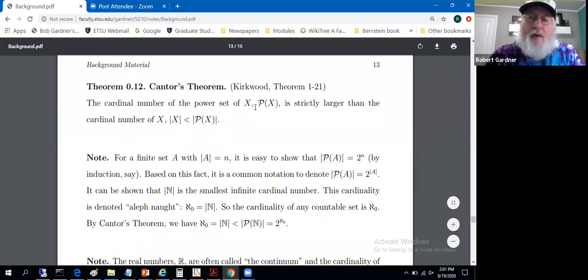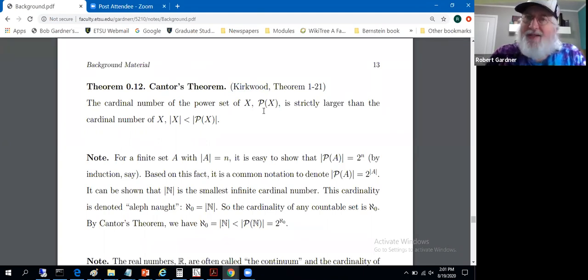Cantor's theorem in the Kirkwood book, I guess maybe it's not in the Ross book, says the following. This is just a surprising result about cardinalities. It says the cardinal number of the power set of X. Remember, the power set was the set of all subsets of set X. Let me denote it with a calligraphy P, the power set of X. Claim is the cardinality of the power set is strictly larger than the cardinal number of X. That is, the cardinality of X is strictly less than the cardinality of the power set of X.